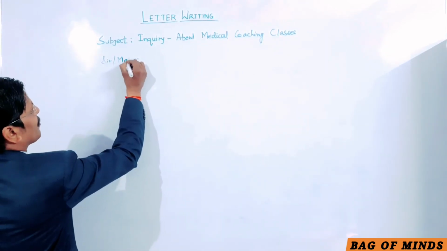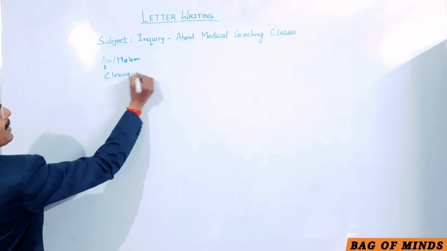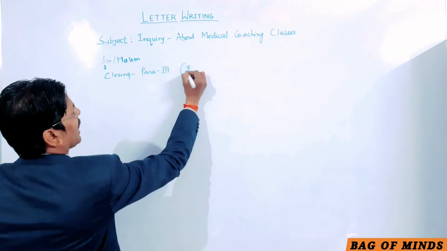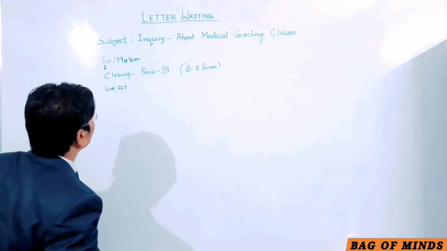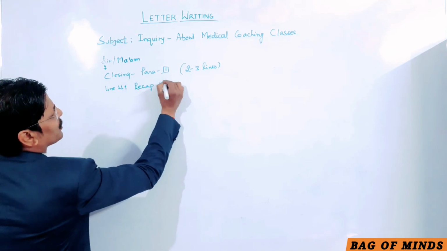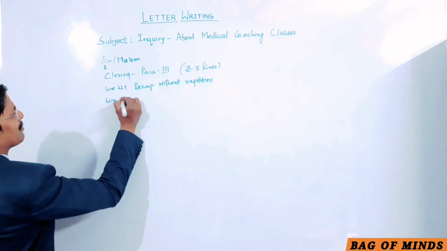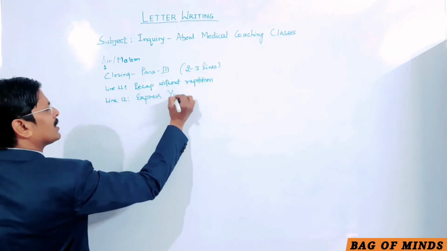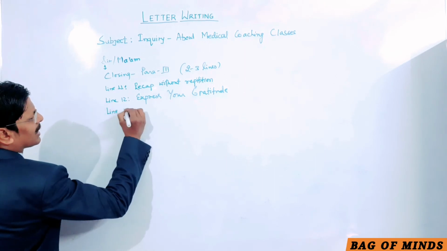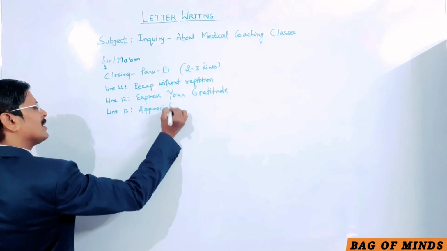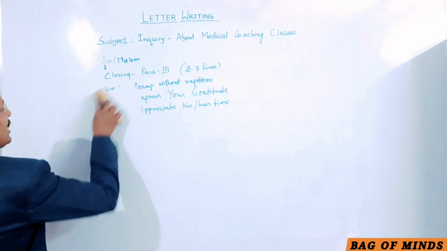Let me just quickly write it, sir or ma'am. In case if you are not sure, you can use sir or ma'am. Next, my closing, which is my para 3, and I have planned out 2 to 3 lines. Here, line number 11, recap without repetition. Very, very important to recap in any letter. Then, line number 12, express your gratitude. After that, you can use, it's an option for you, line number 13, appreciate his or her time. So look, students, how quickly I will utilize it in my para 3.